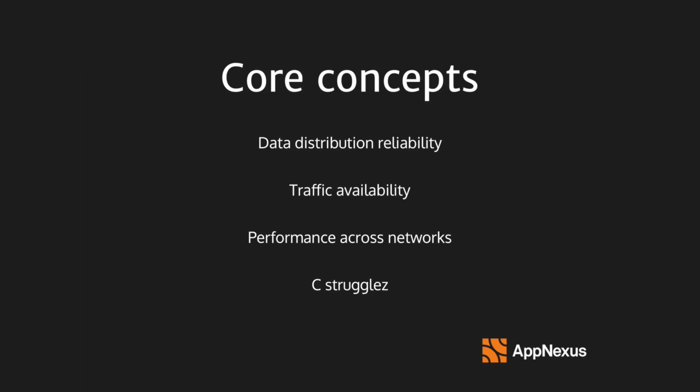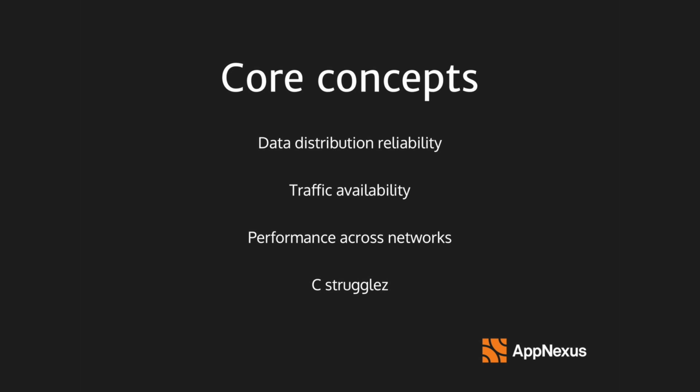And we can debate this later if you want, Paul. But Java was not really mature enough at that point. This is 2007 we're talking. So we went with C. And that brings all of its little baggage with it. So what we're going to talk about tonight are data distribution, reliability, traffic availability, performance across networks, and C struggles.